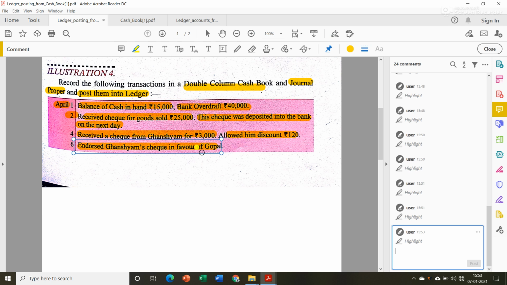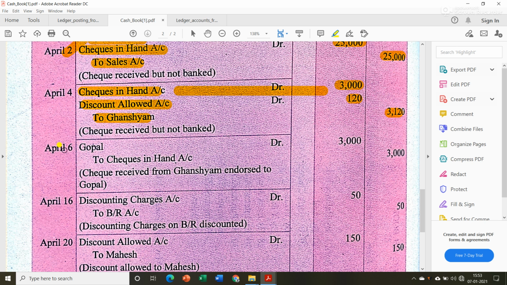Gopal. Okay, again there is no involvement of paying and receiving of cash, so it will not take place in the cash book, but we have to pass a journal entry. So we will write Gopal is the receiver of the check and the check is going out from our hand, so through checks in hand account rupees 3000. The value of that check was 3000, so we wrote 3000 in here.